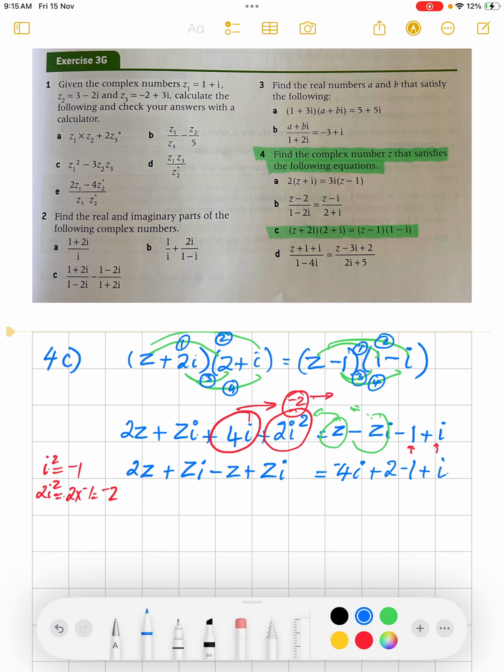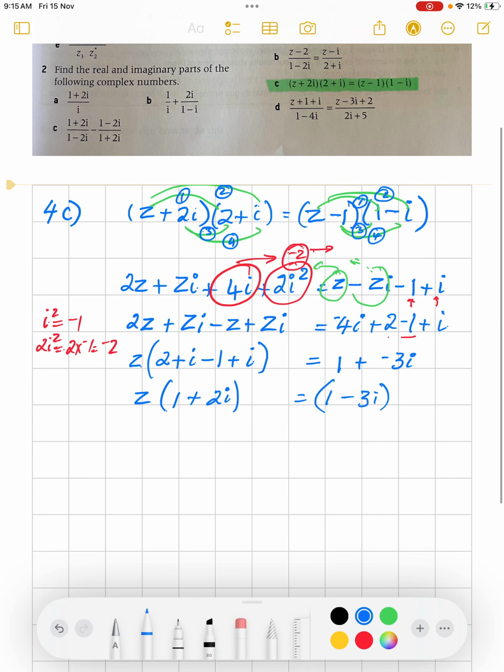Good. Let's factorize the z on the left. We've got (2 + i - 1 + i). And let's group these. 2 minus 1, the real components, is 1. And negative 4i plus i is negative 3i. Okay, that should be good. Let's work out this bracket over here. We've got 2 minus 1 is 1, and 2i, and 1 minus 3i on the right.